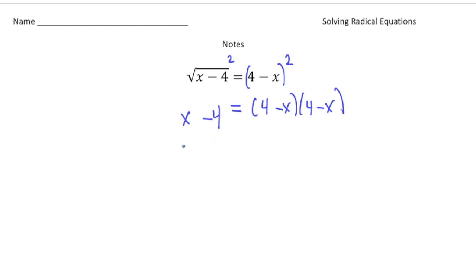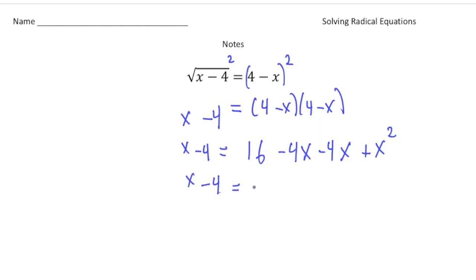So it's going to be x minus 4 equals, now when I do FOIL, 4 times 4 is 16. We're going to have a negative 4x, and then another negative 4x, and then negative x times negative x gives us a positive x squared. So let's clean this up a little bit. So we have x minus 4 equals, I'm going to change the order a little bit too. It's going to be x squared, and then negative 4x and negative 4x is minus 8x, plus 16. So this right here is a game changer.